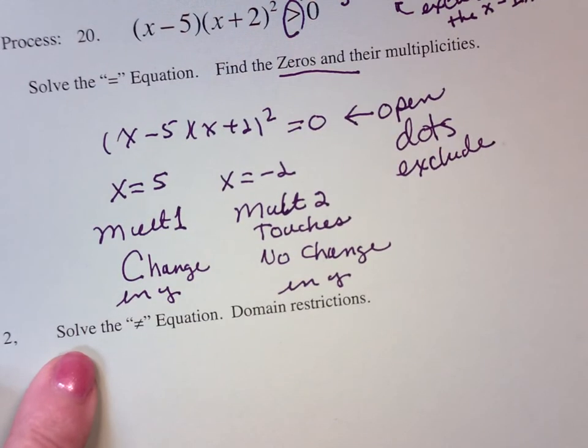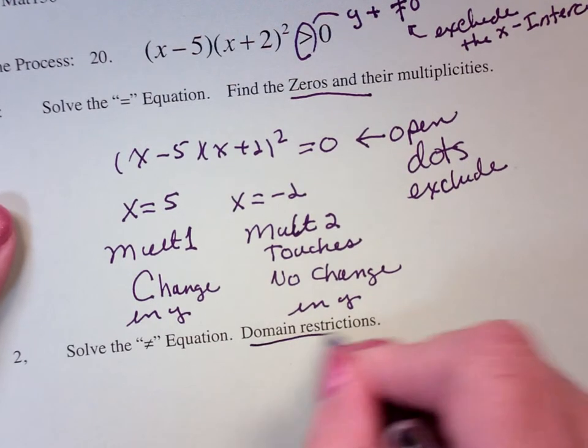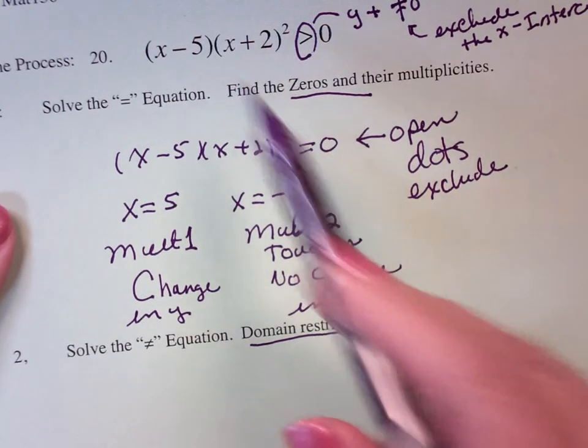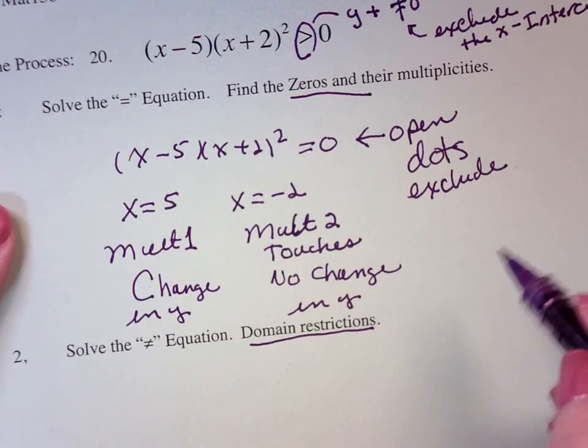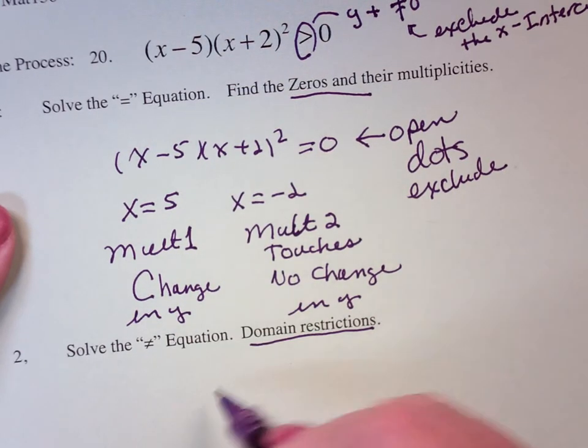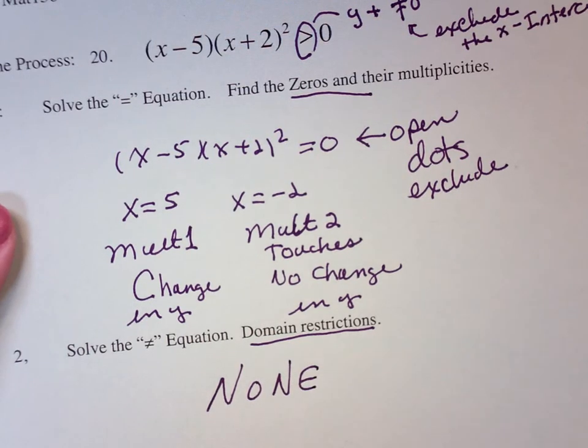Solve the not equal equation. Well, not equal equation means domain restrictions. In this instance, because I'm dealing with x minus 5 times (x plus 2) squared, the domain is all real numbers, so I don't have a problem, so there are none. So with polynomials, no problem, there's no domain restrictions.